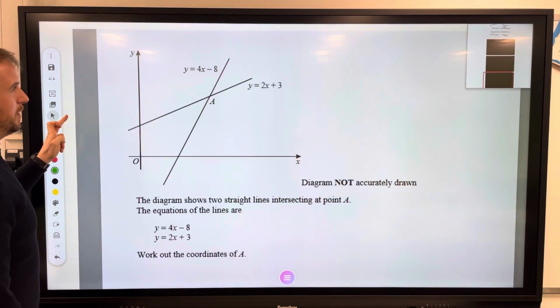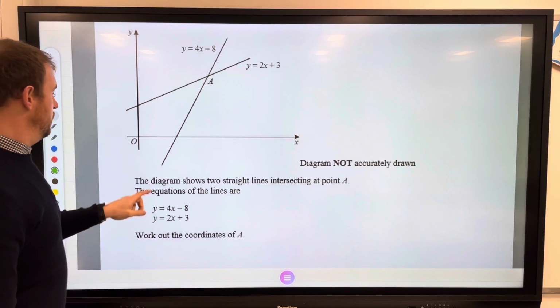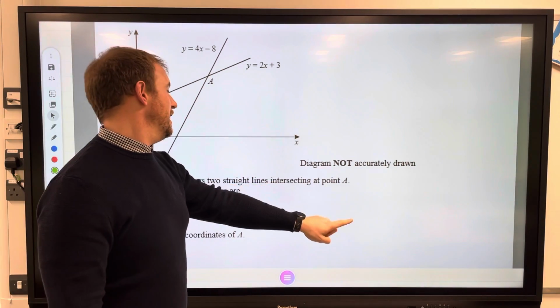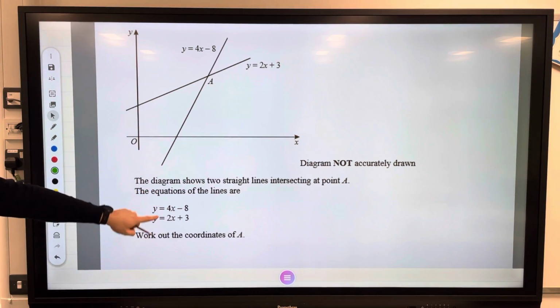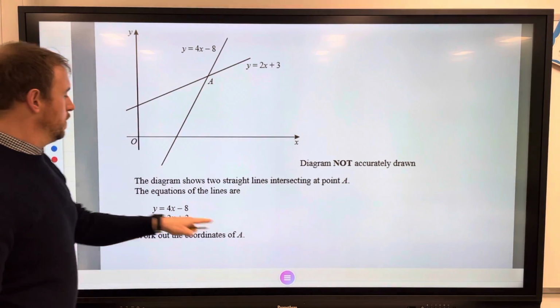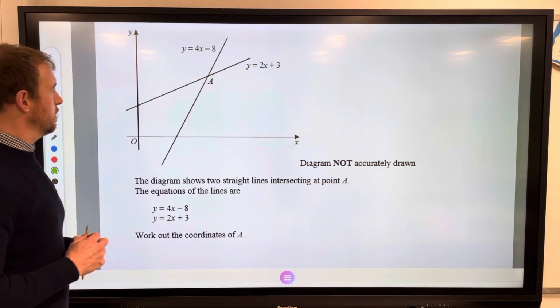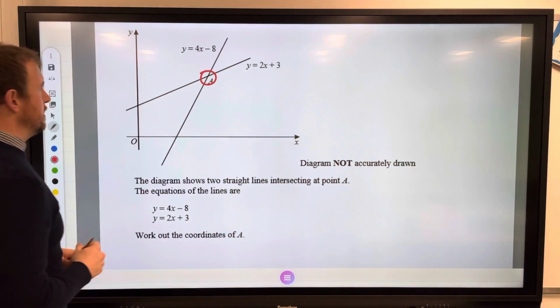How about if we had something like this? The diagram shows 2 straight lines intersecting at point A. Okay, and the equations of the lines are these here. You can see they've labelled the lines as well. Work out the coordinate of point A. Right, okay, so point of interception is there.